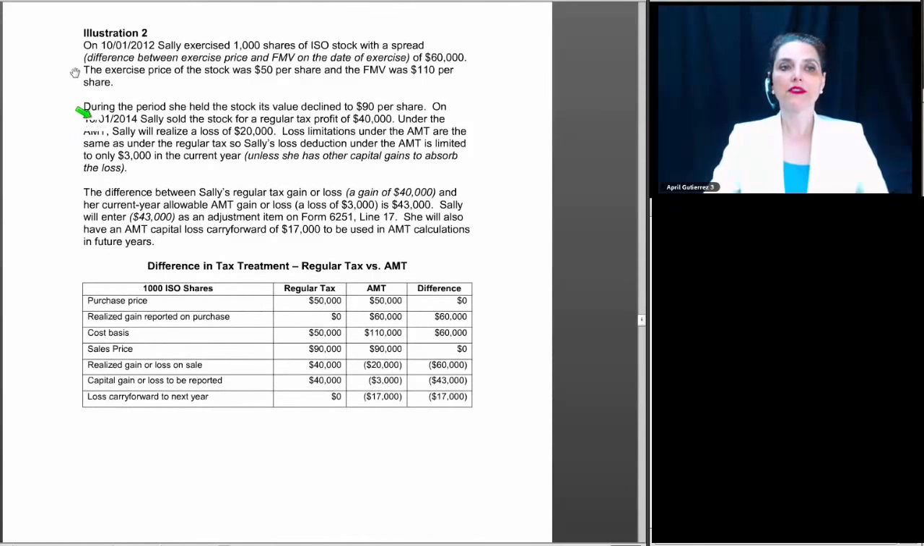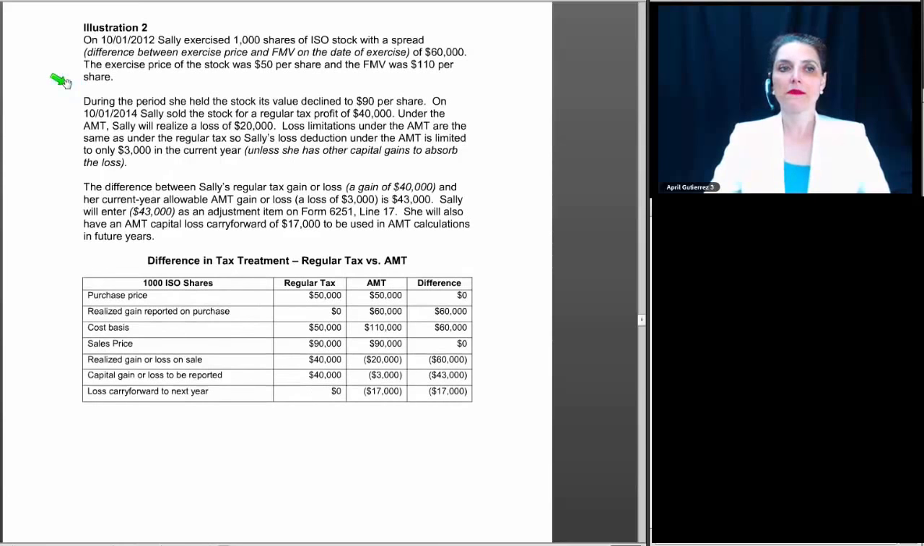Let's look at another situation. In this one, we have Sally, who exercised shares of ISO stock in 2012, and they had a spread or a difference between the exercise price and the fair market value on the date of the exercise of $60,000. Now, the share price of the stock was $50 per share, and the fair market value was $110 per share.